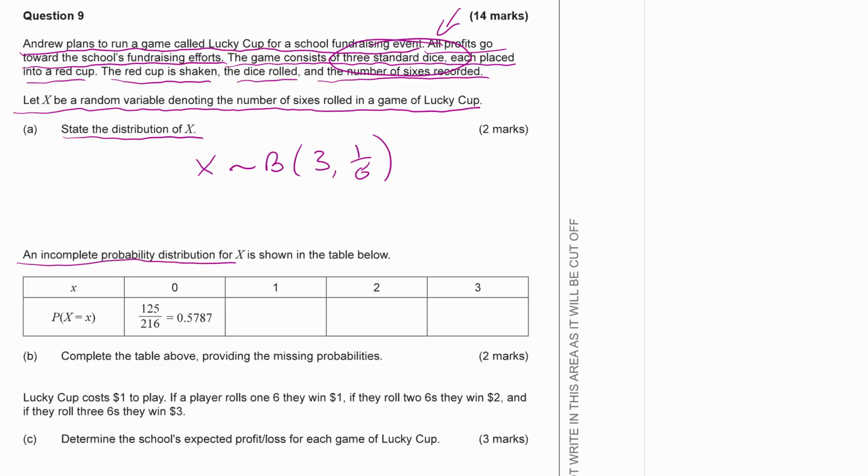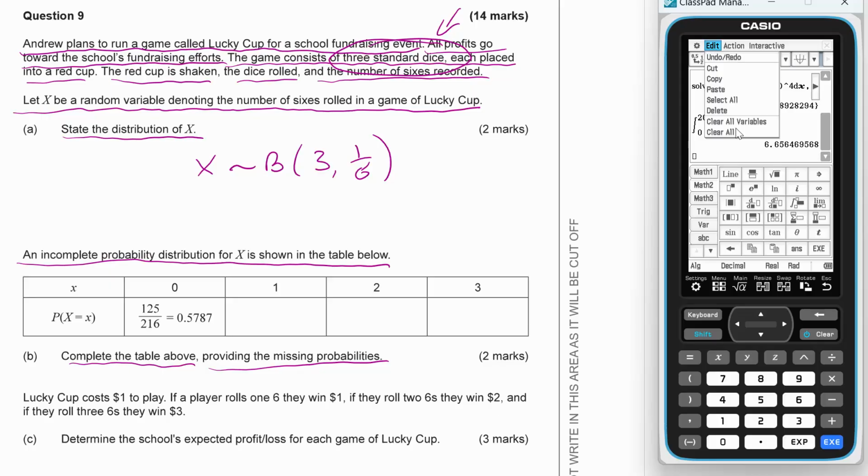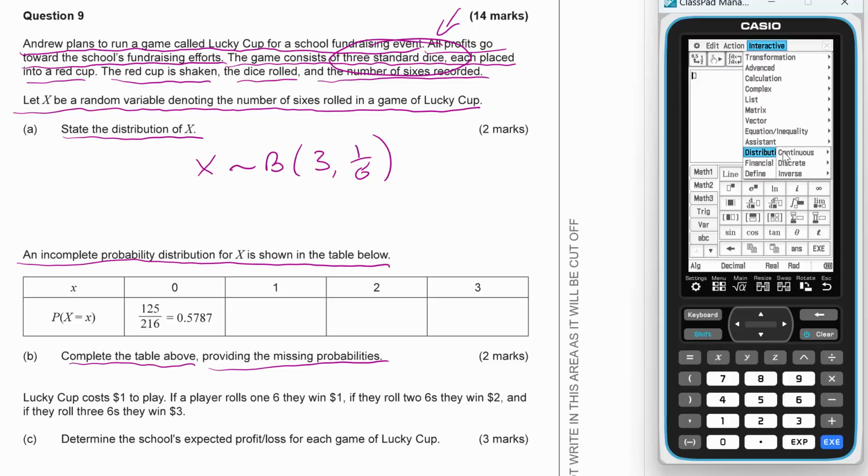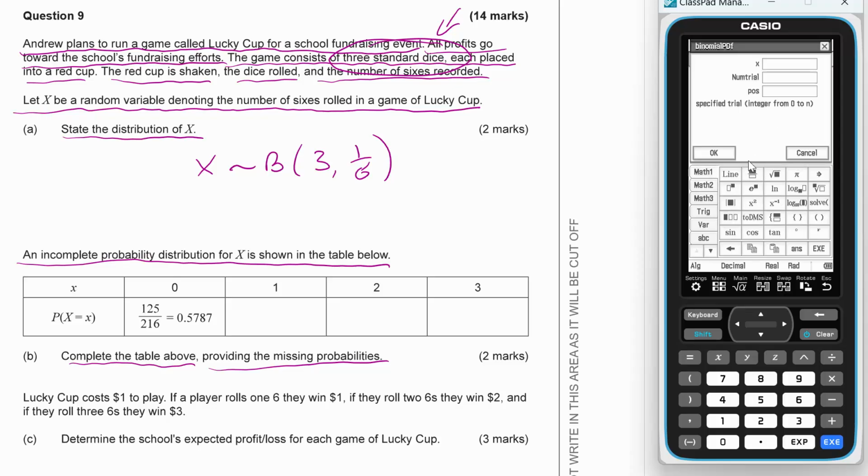An incomplete probability distribution for X is shown in the table below. Complete the table above, providing the missing probabilities. So we can do this directly with the calculator. So let's just grab our calculator and let's just clear everything. And we'll go for binomial PDF. And the probability of getting a 1 with 3 trials, probability of success being 1/6.